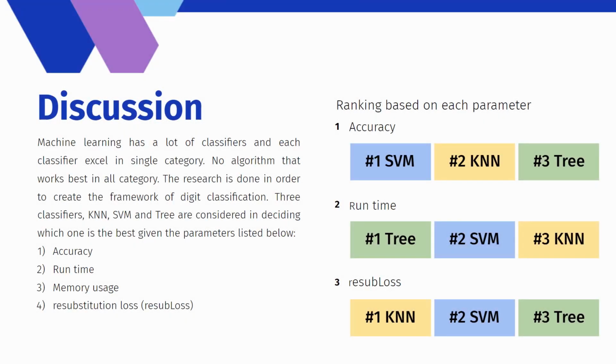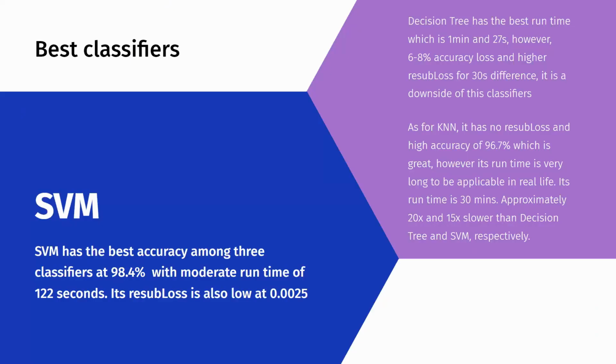Moving on to the discussion, I will focus more on the performance of the model. There are a few parameters used in evaluating the performance of the model. The parameters are accuracy, runtime, memory usage, and resubstitution loss. Among all the models, none of them excel in all categories. However, each model performed best in a single category. On the right, you see the visualization of the ranking of each model in each aspect. So this is the ranking and how they perform in each category. This is briefly, and moving on to the next slide.